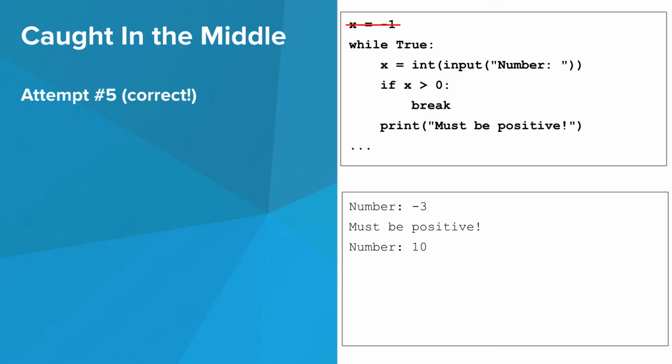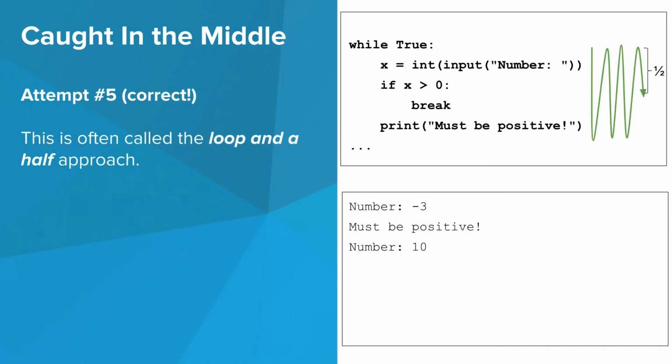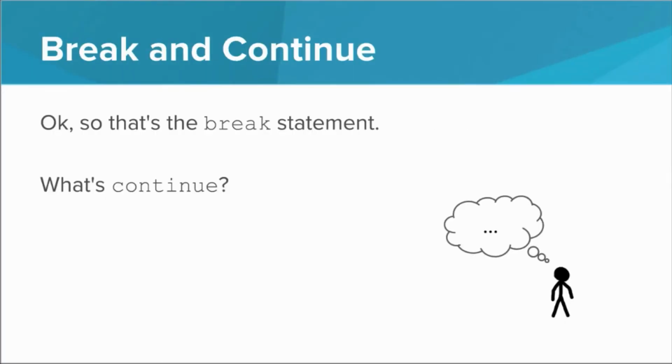We can also get rid of the initial assignment to x, since we will assign to it as soon as we enter the while loop. This is often called the loop and a half approach, since this while loop will do some number of full loops, followed by a partial or half loop. Okay, so that's the break statement.